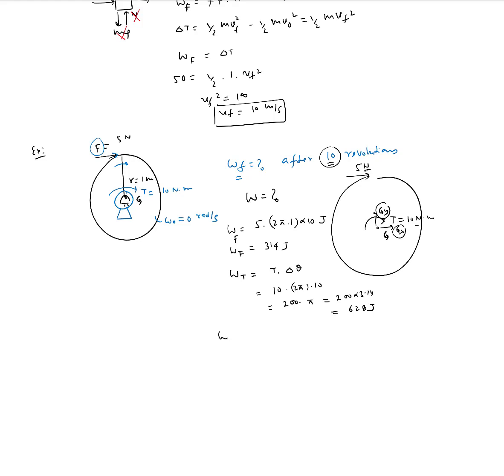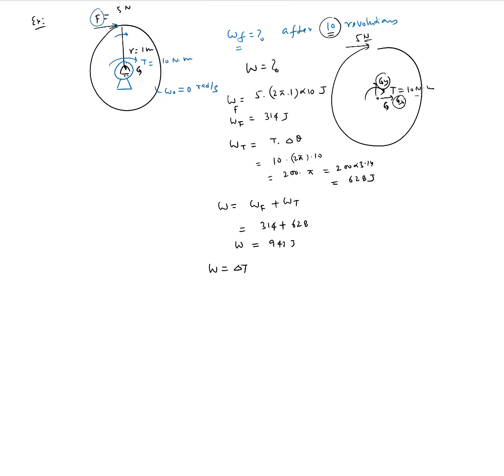So the total work is equal to the work done due to force F plus the work done due to torque. So that's 314 plus 628. So what is that equal to? Okay, let me calculate that. So that's 942 joules. That's the total work done. Now we have to relate it to the change in kinetic energy, right? That's our basic formula. So W is equal to delta T.